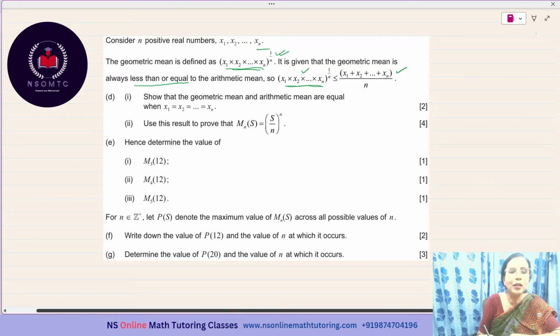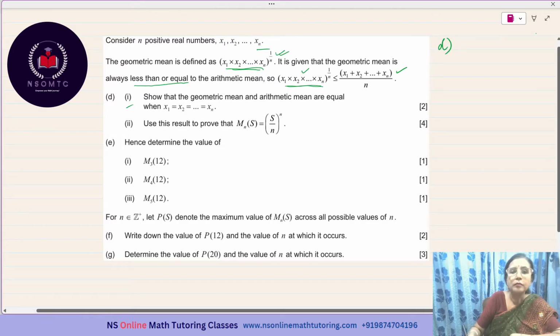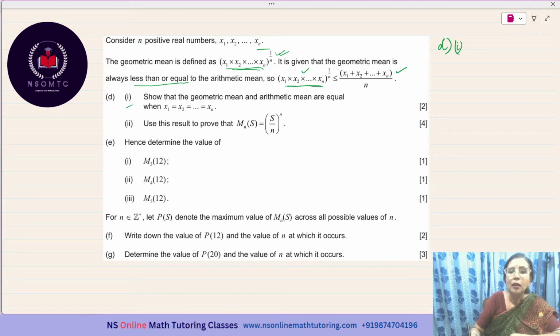Subpart D contains two further subparts. Subpart I is saying, show that the geometric mean and the arithmetic mean are equal when x1 equal to x2 equal to dot dot dot, all the values are the same. They are equal. So, let x1 equal to x2 equal to dot dot dot equal to xn be equal to x.